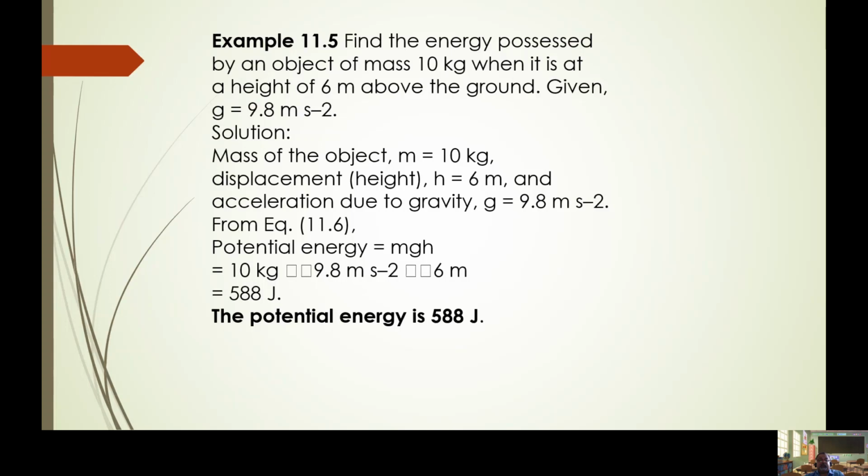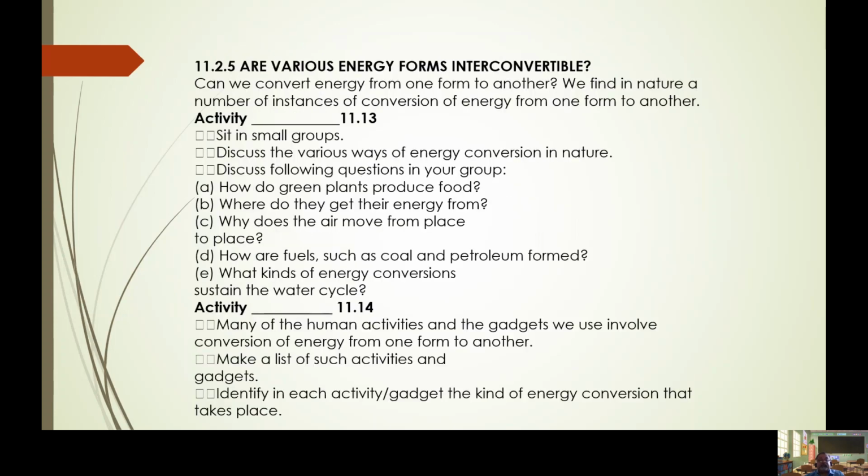Example: find the energy possessed by an object of mass 10 kg when it is at a height of 6 meters, given g is 9.8 meters per second squared. Solution: mass of the object is 10 kg, displacement height is 6 meters, and the acceleration is as given. So finally you get an end result of 588 joules.